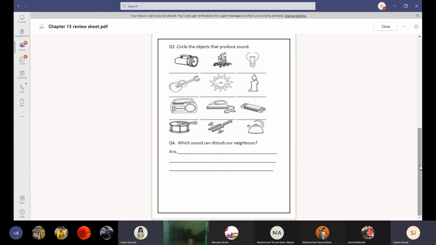Okay, think about this. A drum. If you have a drum, which type of sound does it make? Loud sound or soft sound? Loud. Okay. If we have a piano or a flute, does it make a soft sound, a nice sound, or different sounds? It makes different sounds. Okay.